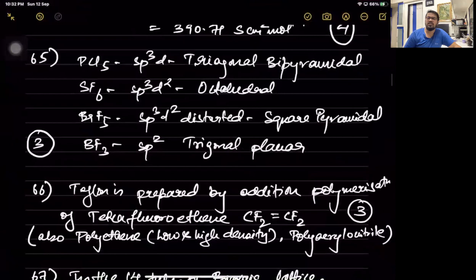PCl5 is sp3d regular, SF6 is sp3d2 regular, BrF5 because of one lone pair, according to VSEPR, has a square pyramidal structure. And BF3 is sp2 trigonal planar. So 65 is 3.